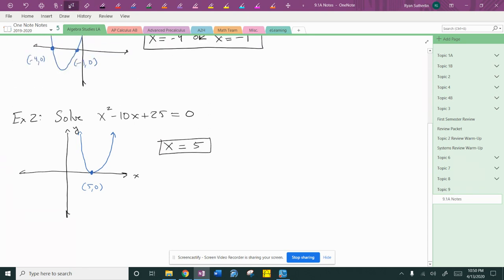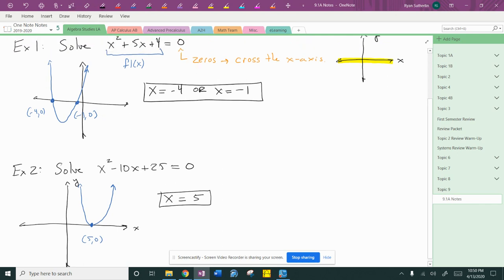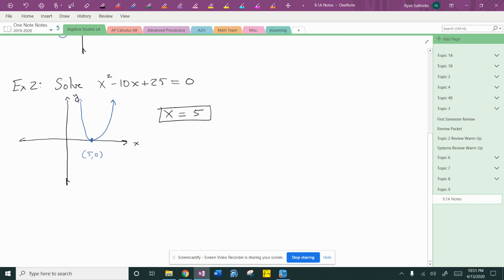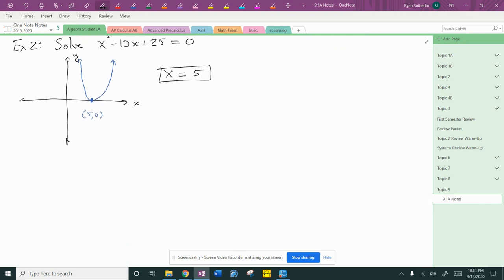So far we've had one problem where you have two answers, and one problem where you have one answer. Now we've got two more problems we're going to do, everyone. Try this one now. Example 3: solve x squared plus x minus 6 equals 0 by graphing. Again, pause the video, try it, and then come back and see how you did.